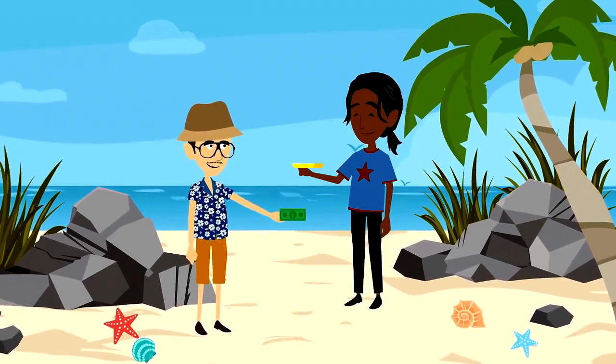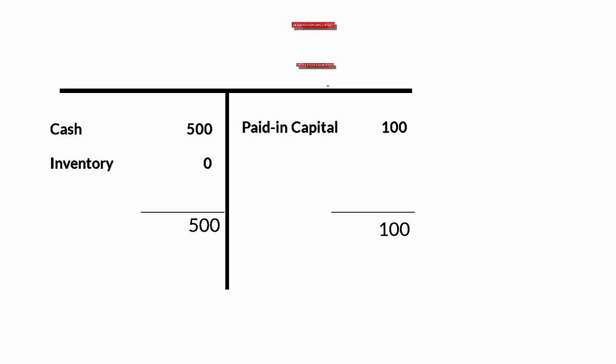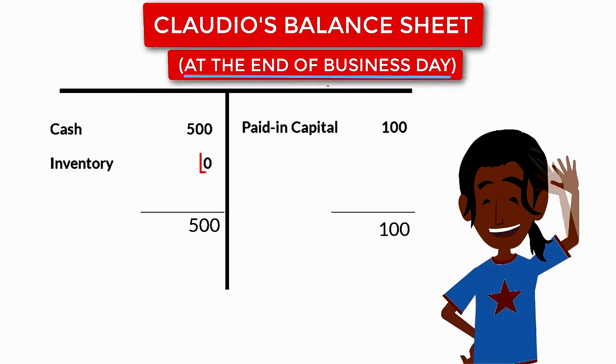After he sold the plates for 5 euros each, he ended up with 500 euros in his pocket at the end of the day. His inventory is gone because he sold all the plates to the tourists. At the end of the day, his inventory value, therefore, is zero. He doesn't have any more plates.